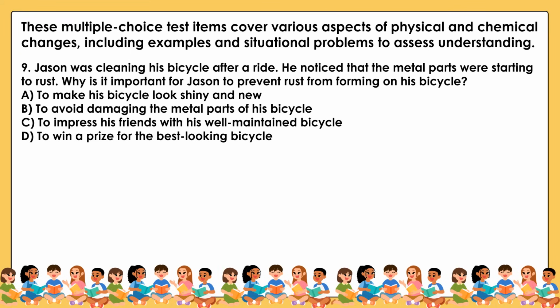Number 9. Jason was cleaning his bicycle after a ride. He noticed that the metal parts were starting to rust. Why is it important for Jason to prevent rust from forming on his bicycle? A. To make his bicycle look shiny and new. B. To avoid damaging the metal parts of his bicycle. C. To impress his friends with his well-maintained bicycle. Or D. To win a prize for the best-looking bicycle. The correct answer is letter B. To avoid damaging the metal parts of his bicycle.